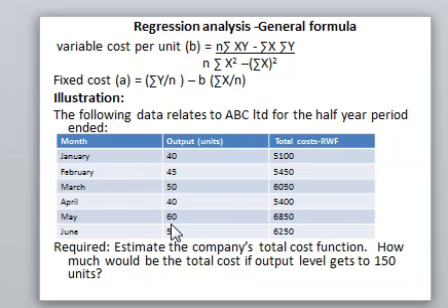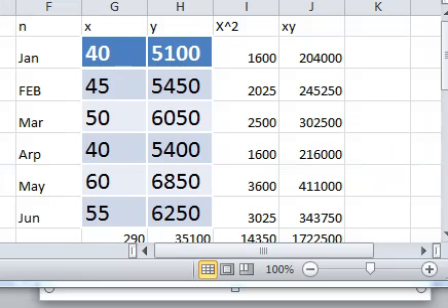This is your output. We said the output is the independent variable and the cost is the dependent variable. So let's look at this illustration as it was in our notes. We have n is 6 because there are 6 months.